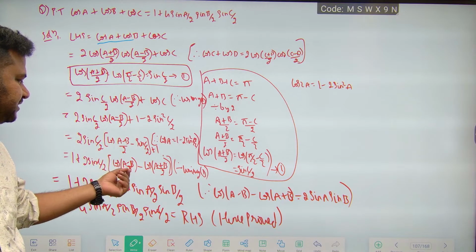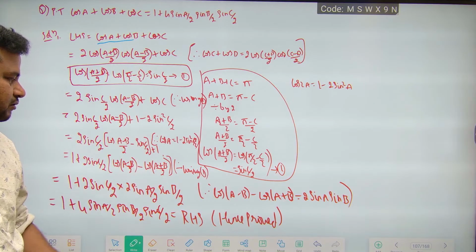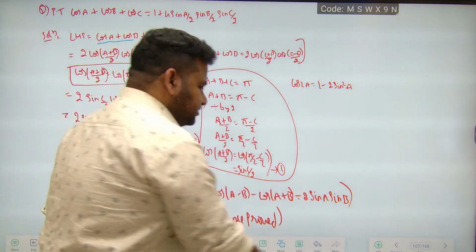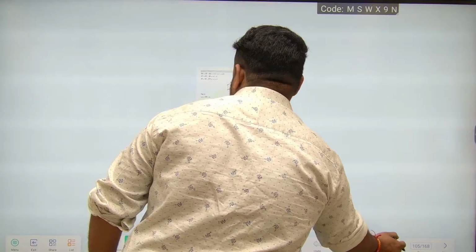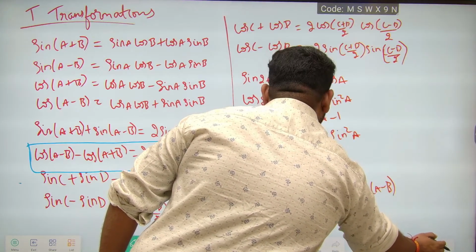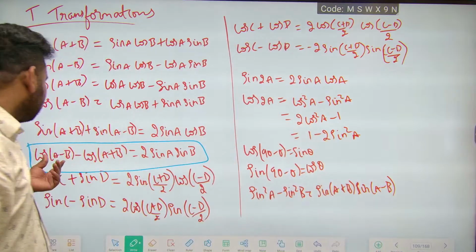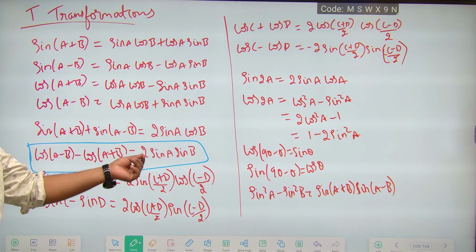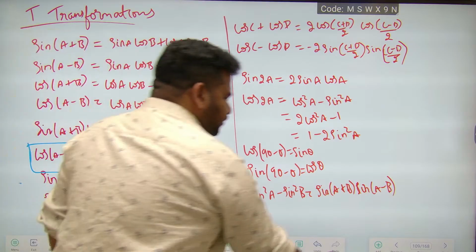Cos of a minus b minus cos of a plus b, that is 2 sin a sin b. This is the formula we applied. Let me show you here. The formula is already written: cos of a minus b minus cos of a plus b is 2 sin a sin b. So this is of that form.